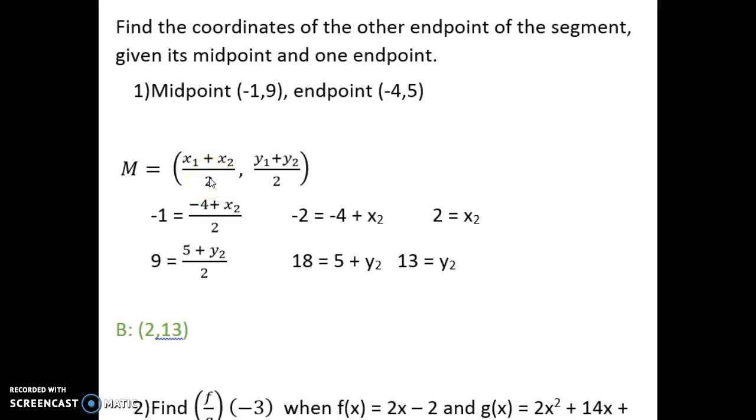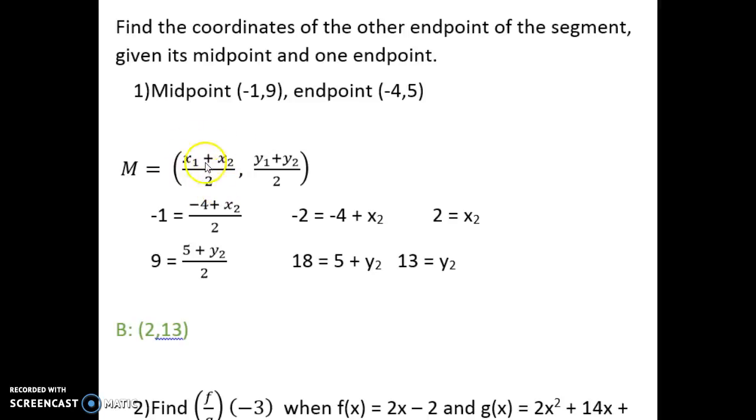You're averaging the x values. You have two y values, you add them together and divide by 2. You're averaging the y values. So in our situation, I'll call this endpoint x1, y1, and I don't know the other endpoint, so it's just going to stay as variables x2 and y2.